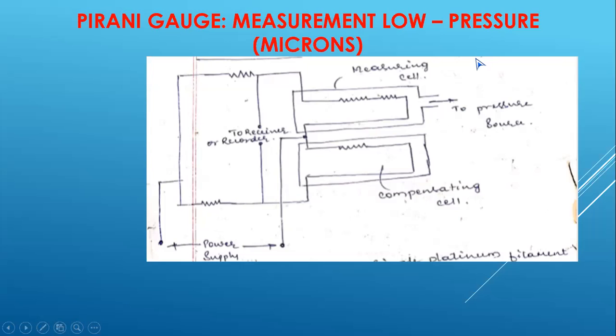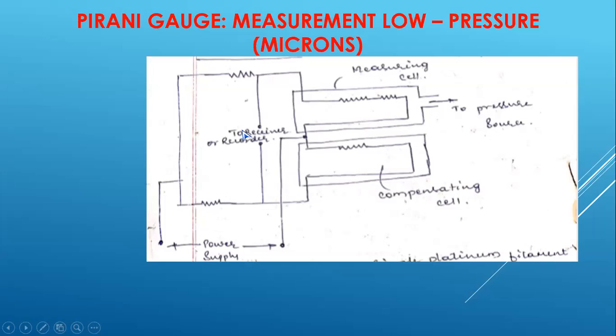See here, the principle of operation of the Pirani gauge is measurement of low pressure, that is in microns. See here, you have two chambers or two cells. One is the compensating cell, the other one is the measuring cell, and the circuit is connected to the power supply.